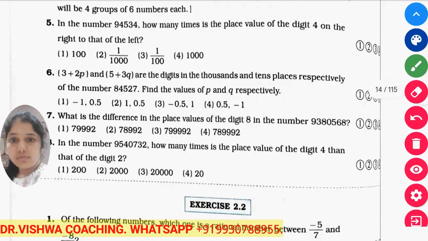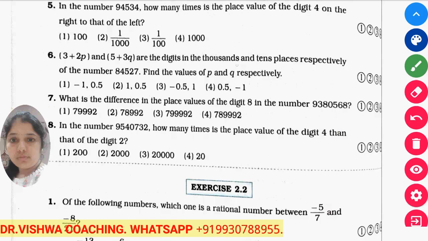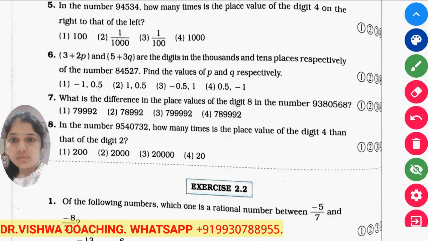Now here, these are the digits in the 1000 and tens place respectively of this number, and you have to find the values of P and Q. It is very easy. Now which digit is at the 1000 place? So you take that digit, and you can find the value of the variable. You take this digit and the digit on the tens place which is 2 and you can find the value of the variable. Okay, you will do it. So this is for your homework. Very simple it is. Okay.